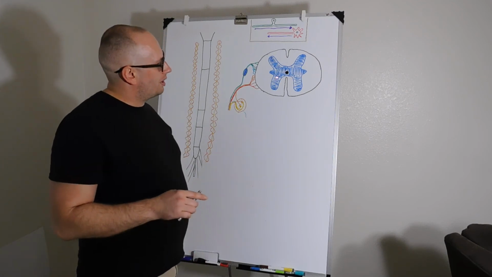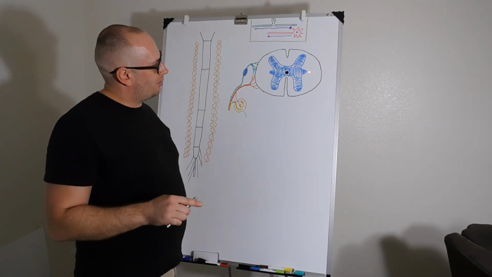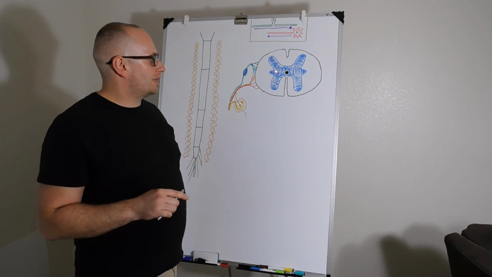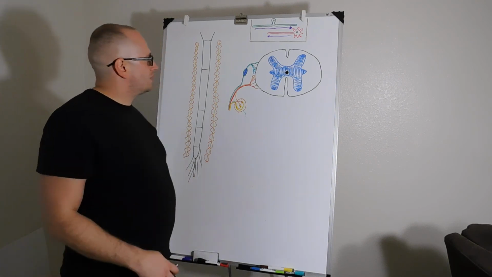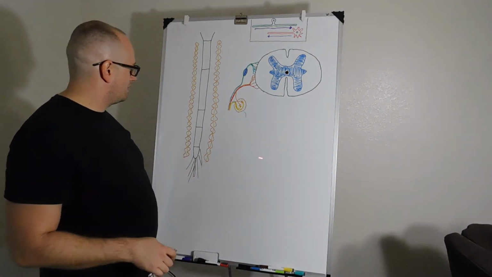The autonomic part is tucked away here, which you would expect, at least you'd expect it to not be that close to the back of the spine. So that's all I can think of right now.